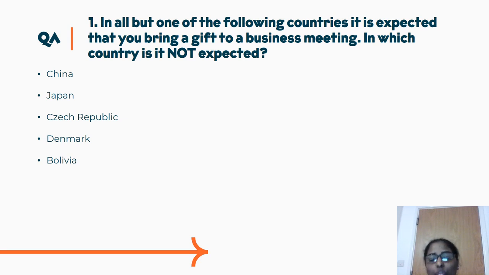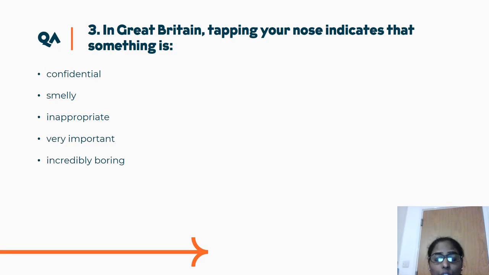So when we interact with the students, it's mandatory to understand, or even when you attend a business meeting in a particular place, you should understand what the expectations are. One should understand. When I talk about you, I'm also talking about myself, that we all should understand what the expectations are or what the culture is in that place. Okay, did you find out? Right. The correct answer is Denmark. In Great Britain, tapping your nose indicates that something is confidential.